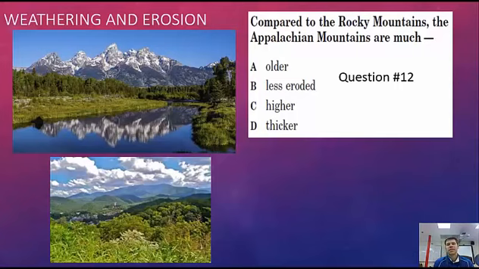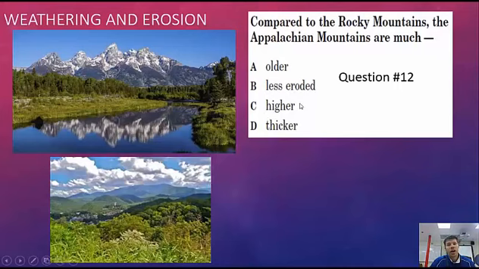Compared to the Rocky Mountains, are the Appalachian Mountains older, less eroded, higher, or thicker? All right, let's look at a picture of both. So here's your Rocky Mountains on the top picture. You can see these Rocky Mountains are very grand, they're very high, they're very tall. And on our bottom picture here, we see the Appalachian Mountains are much less pronounced, a little bit flatter. You can see a lot more forest developed over them. So our Appalachian Mountains are more eroded, not less eroded.